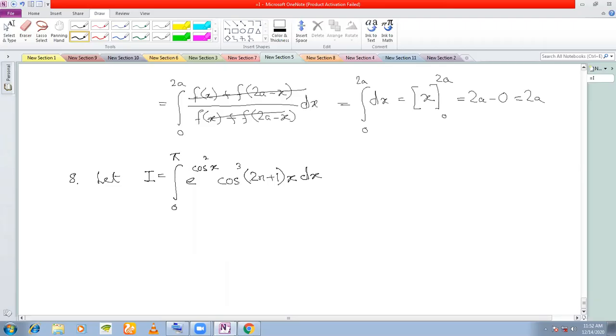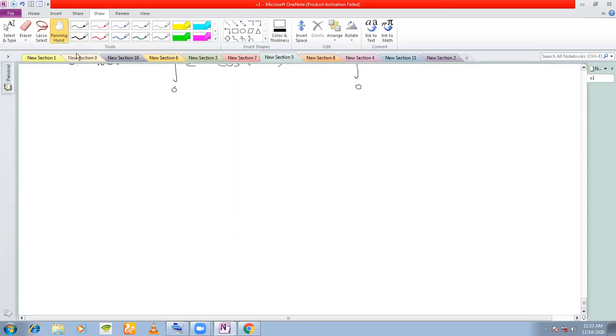So what you can do here is use this property once again, where a here is pi. I equals the integral from 0 to pi of e to the power of cos square (pi minus x), cos cube of (2n plus 1) with x replaced by pi minus x, dx. Now you multiply everything and see what you get.